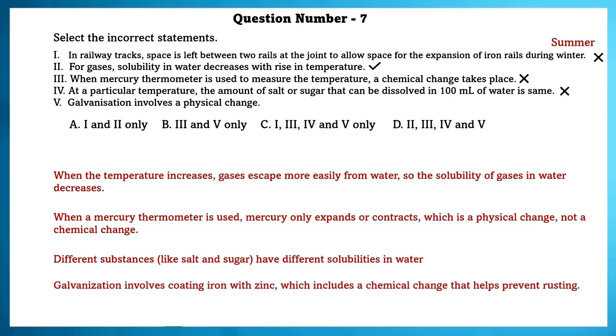Galvanization involves a physical change. Galvanization involves coating iron with zinc, which includes a chemical change that helps prevent rusting. So the fifth one is also false. So the incorrect statements are 1, 3, 4 and 5 only.